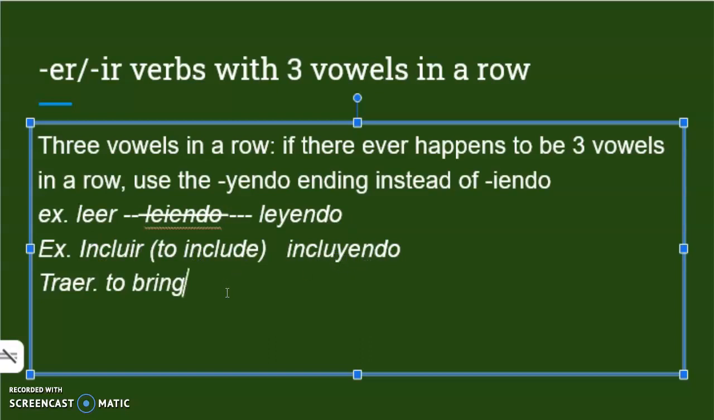This topic is only going to happen with ER and IR verbs because the AR ones just have 1 vowel in their ending, so it's never going to be an issue. It's like traer. If I did it regularly, I took off my ER, I add my ending iendo. That's 3 vowels in a row, so it has to end up being yendo.